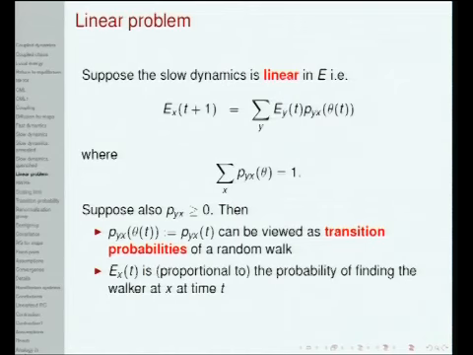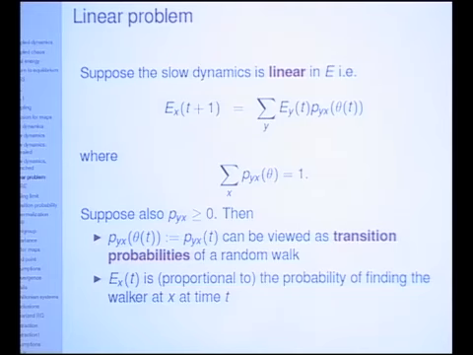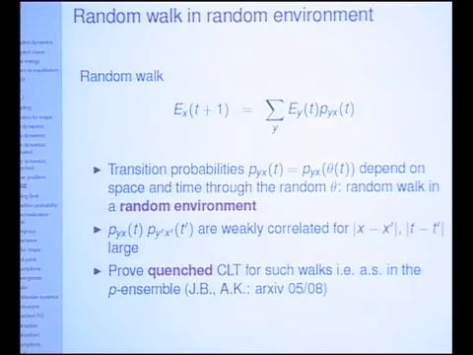linear, namely, if the dynamics is linear here, if this is a linear function of E, then that's what it looks like. The new energies are just linear combinations of the old ones. By assumption, these conserve energy, they sum to 1. Let me furthermore assume that they are non-negative. If that's the case, then what I have as the linear problem is just a random walk. The new energies are gotten from the old ones by the transition probabilities of a random walk, and the energy itself is proportional to the probability of finding the walker at point x at time t. So you should think about my energies as the PDFs of random walks, and the rule of the dynamics is the transition probability of the random walk.